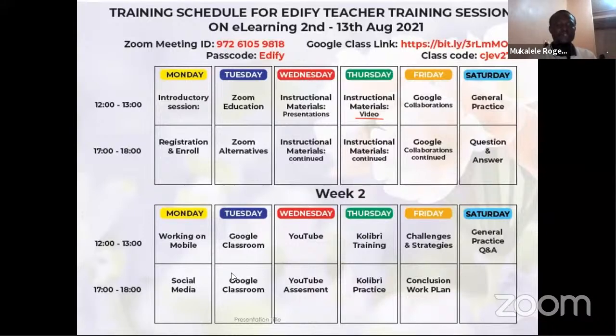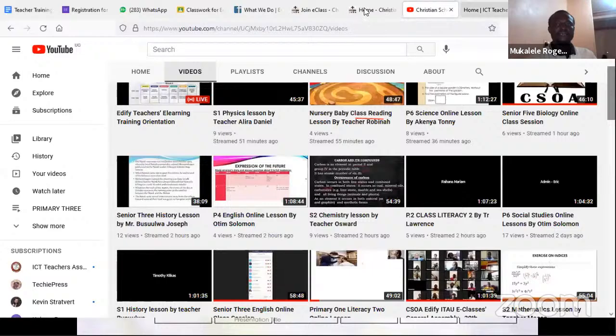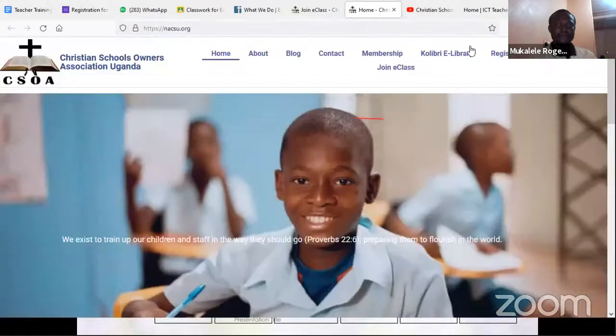Then we are going to be looking at Calibre. Calibre is a digital library which can be accessed online and can also be made available offline. In a school, if you have a computer lab, on the website of the Christian School Owners Association, we have set up a Calibre digital library. You click on what is called Calibre e-library.